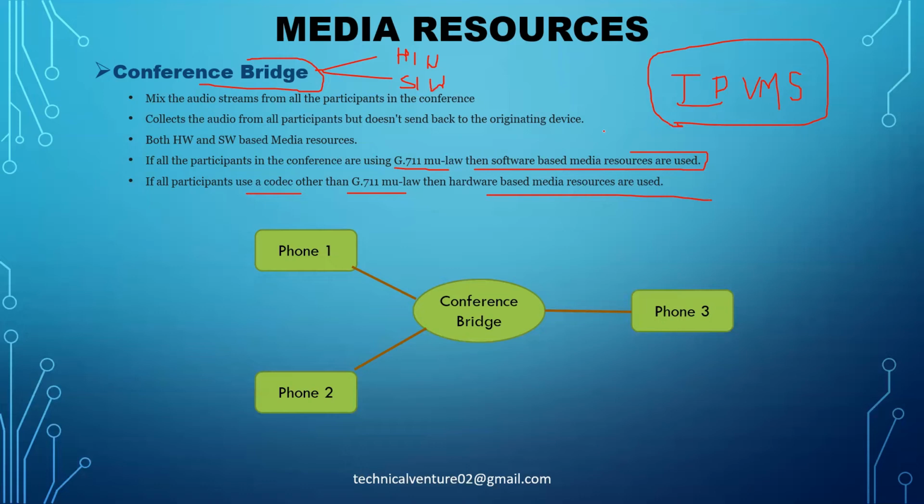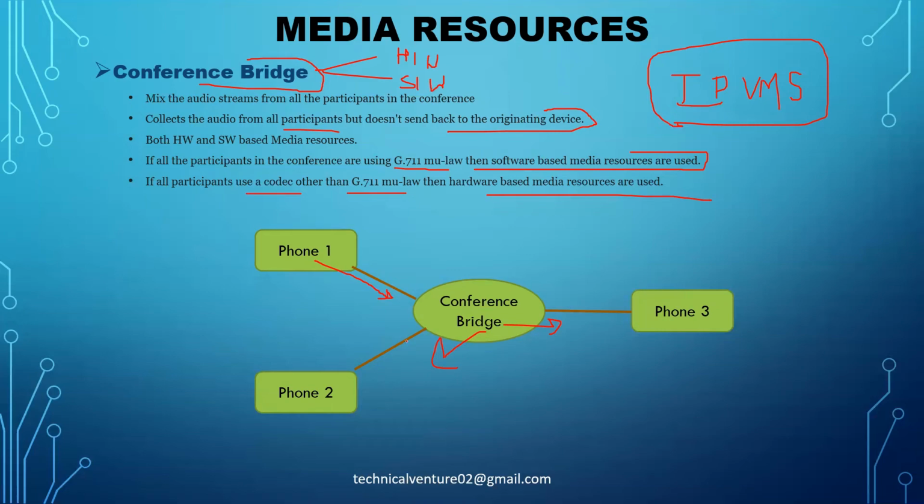Okay, so let's discuss this. It collects the audio from all participants but doesn't send it back to the originating device. It is just collecting the audio and converting it. Suppose it is collecting the stream from phone 1. The conference bridge should not send the same thing back to phone 1. It should send it to phone 2 and phone 3 only if phone 1 is speaking. Same case, if phone 2 is speaking, the conference bridge should send that to phone 1 and phone 3 only. Same in the case of phone 3 as well.